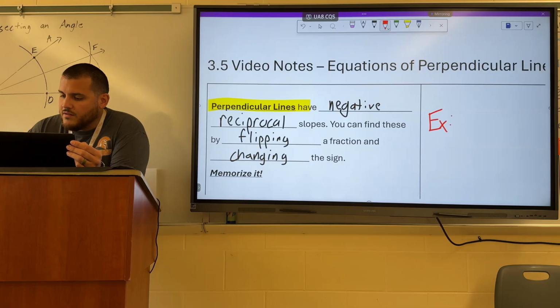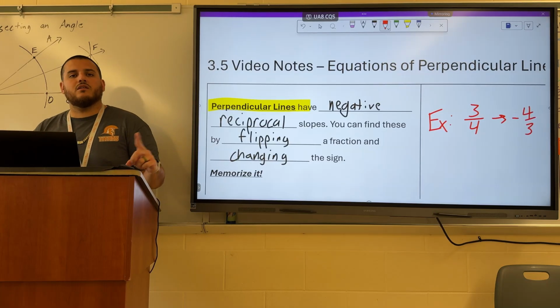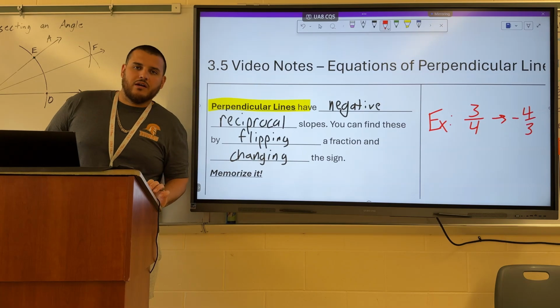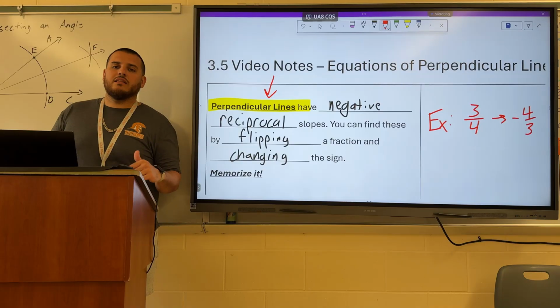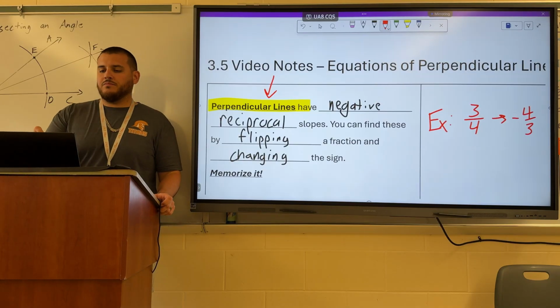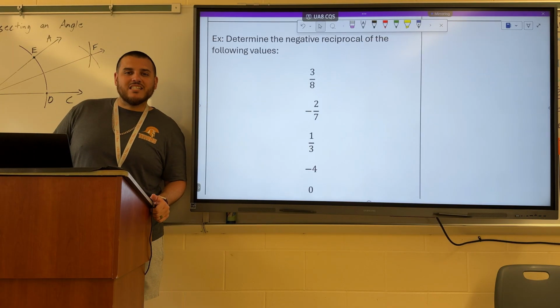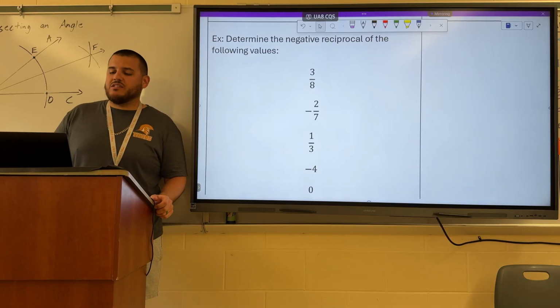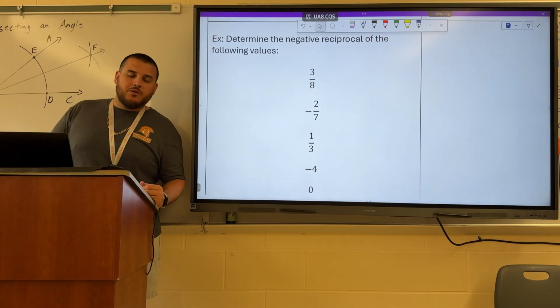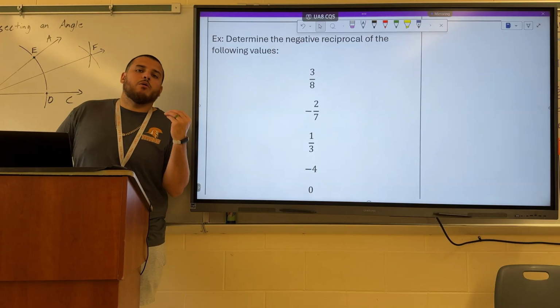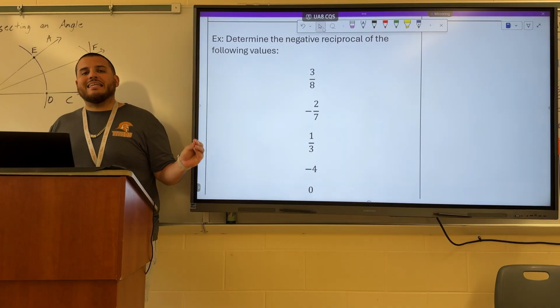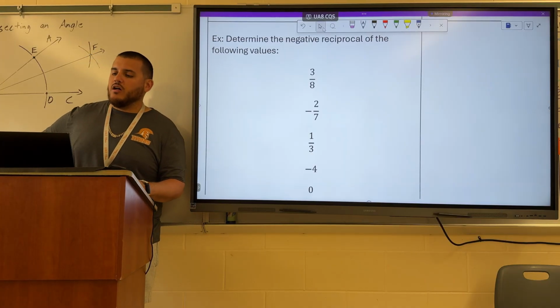For example, the fraction 3/4, the negative reciprocal of it would be negative 4/3. So it goes from positive to negative, I change the sign, and then I flip the numerator and denominator. This occurs, remember, for all perpendicular lines. They have these negative reciprocal slopes. So our first skill is going to be identifying negative reciprocal slopes. I have a bunch of values up here that could all represent the slope of any line. If we're going to write the equation of a line perpendicular to it, we would then need the negative reciprocal of all of these slopes.